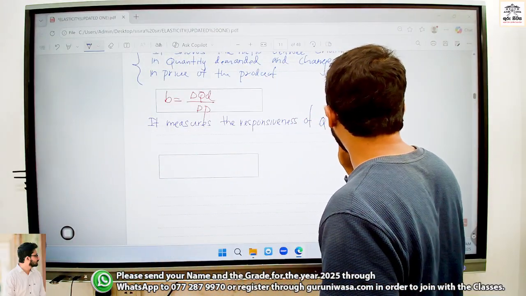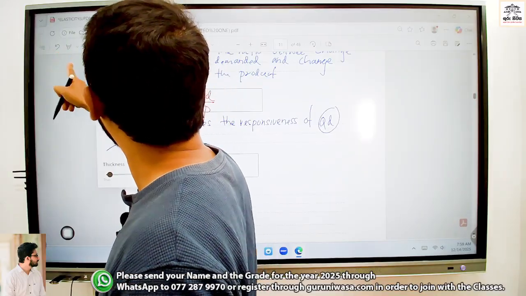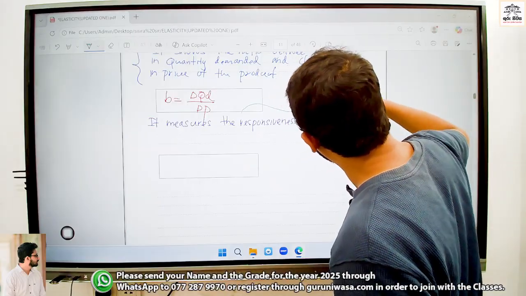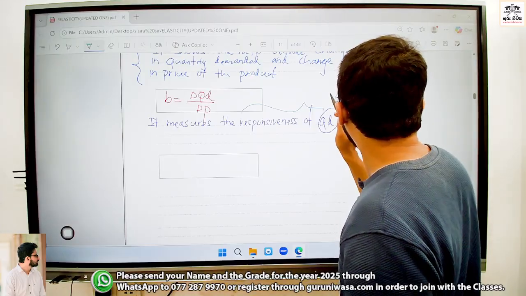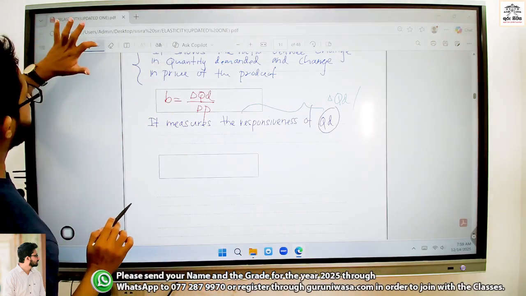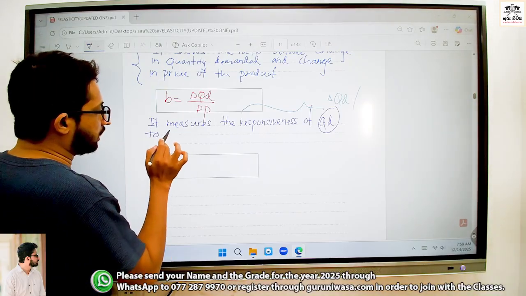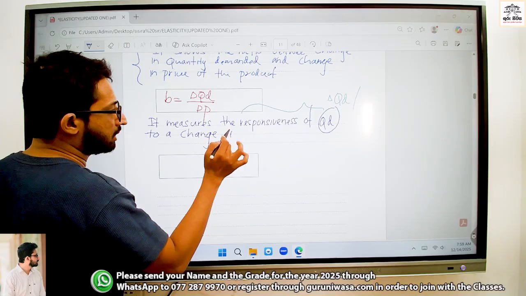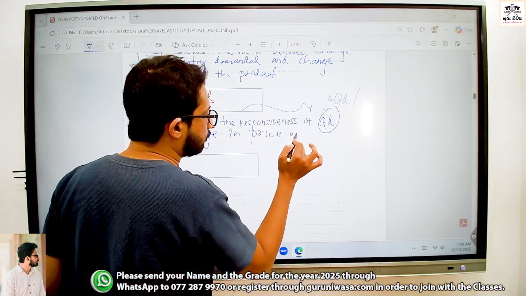quantity demanded. I'll use Q. The responsiveness we remember talking about is the percentage change in quantity demanded, to a change in the price of the product.